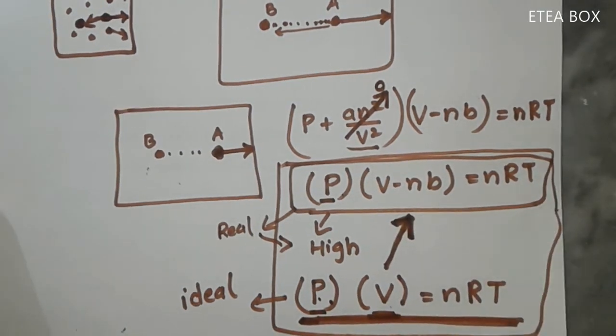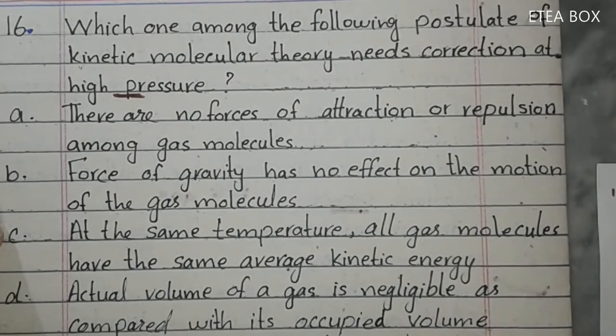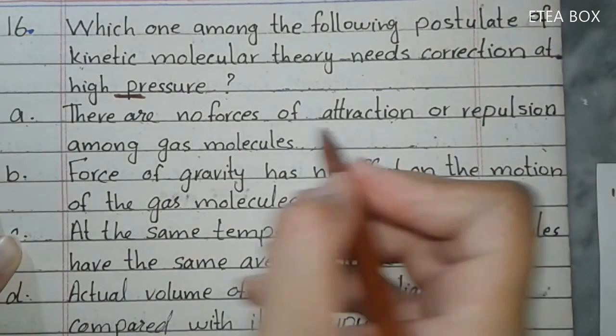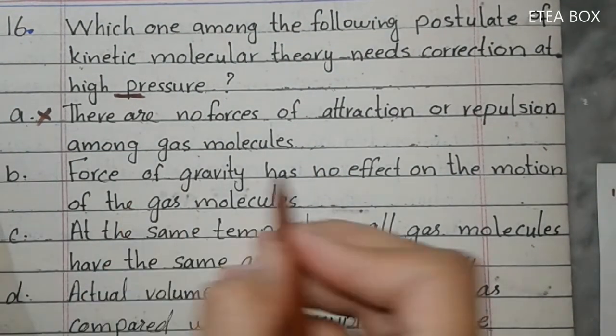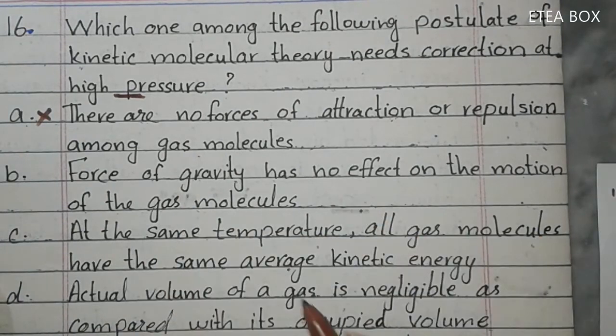Now look at the options. This one is negligible, so this one is incorrect. Force of gravity has no effect on the motion of gas. This one is also incorrect. Actually, the suitable one is option D: the actual volume of gas molecules is negligible as compared with its occupied volume.